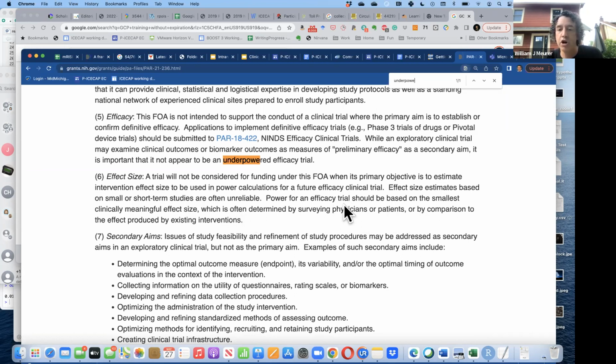So that's encouraging you to think about the smallest clinically meaningful effect size, which can sometimes be hard, but can often be determined by surveying physicians or patients, or by comparing to effects of existing interventions in the disease you're studying or possibly related diseases.